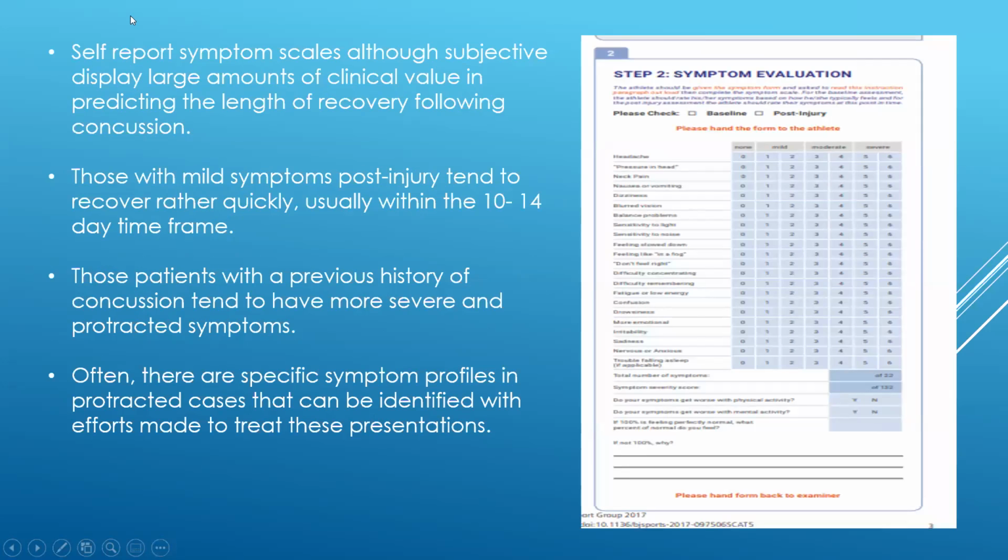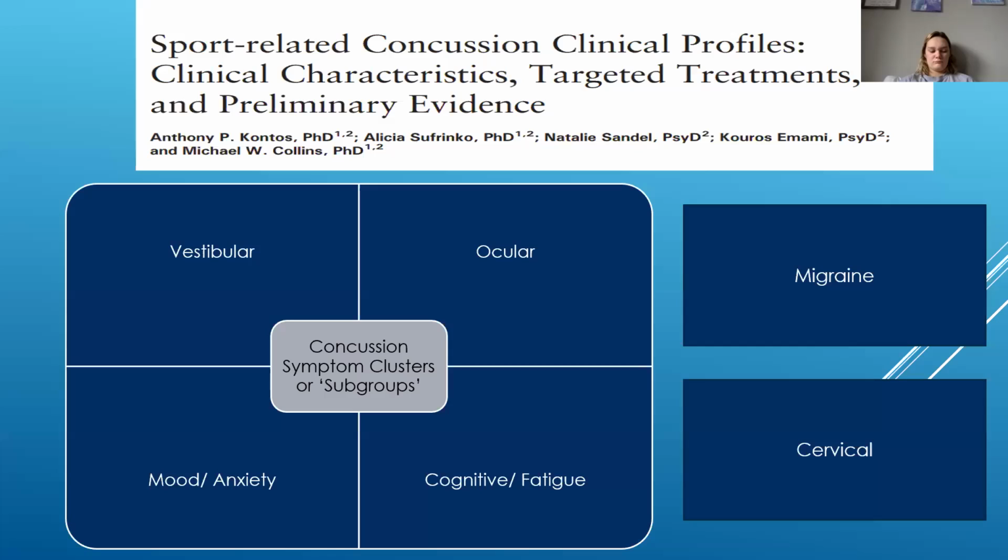Ultimately, we also talked about the fact that those that don't have a significant history of concussion tend to have a fewer number of symptoms and less severe symptoms on the SCAT5, at least on the symptom scale, as opposed to those that have had a history of concussion, because these people tend to present more often with symptoms that are not only more severe but greater in number.